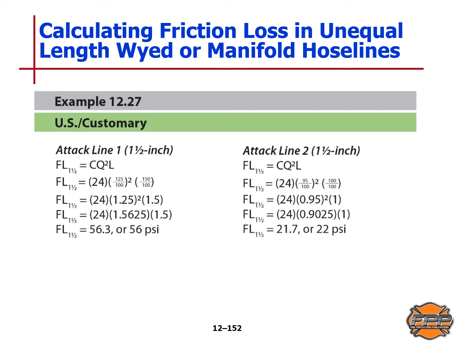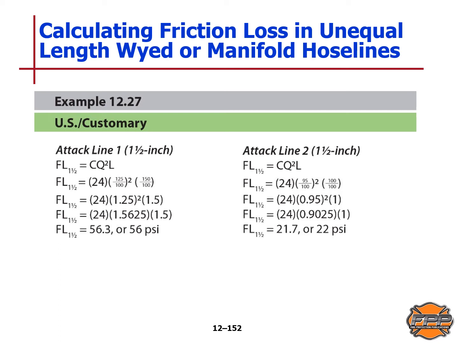Friction loss at 1.5 equals 24, which is our coefficient. Because we're running a slightly different hose length, our numbers are going to be slightly different. So we have friction loss on the second line here. Friction loss at 1.5 equals 24 times 95 divided by 100. That's our hose length divided by 100 squared, times 100 divided by 100, which is our hose length divided by 100. And then in the third line, we have friction loss at 1.5 equals 24 times 0.95 squared times 1.